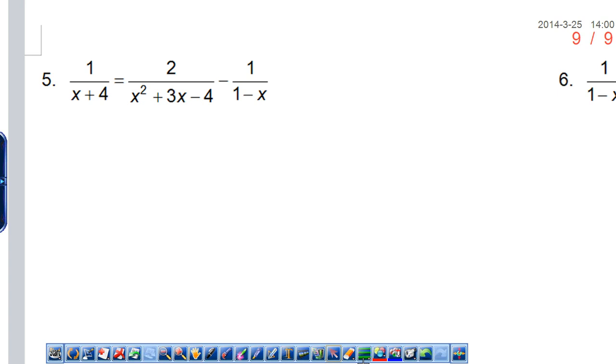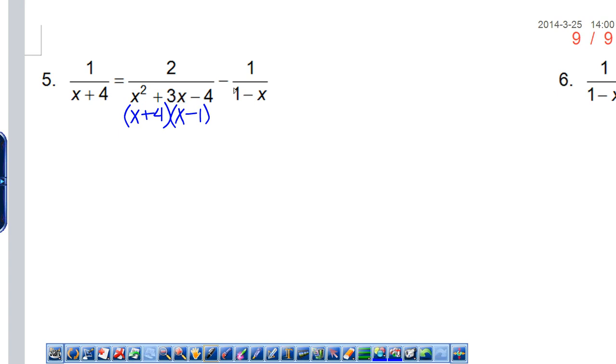Alrighty. What might be our first step? Factor. Yeah. Let's factor our denominator here. So we get x plus 4 times x minus 1. All right. I want to draw your attention to this 1 minus x here.